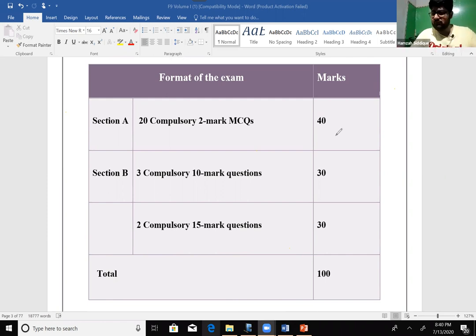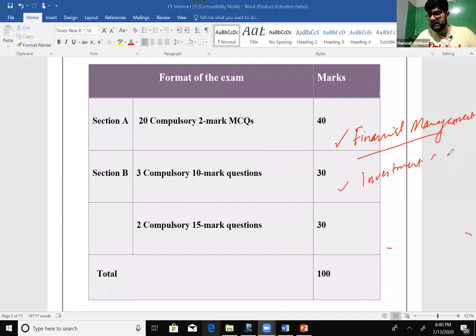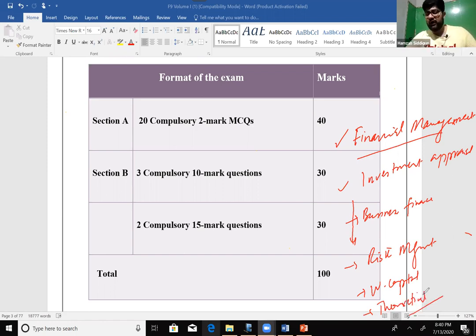So we'll be starting with what is financial management, a small concept we'll be discussing. And then investment appraisal, we will be doing that. Then, of course, in the sequence, business finance, then risk management, working capital, and then the theoretical portion, which is only theoretical: the financial management environment. So this is our sequence.